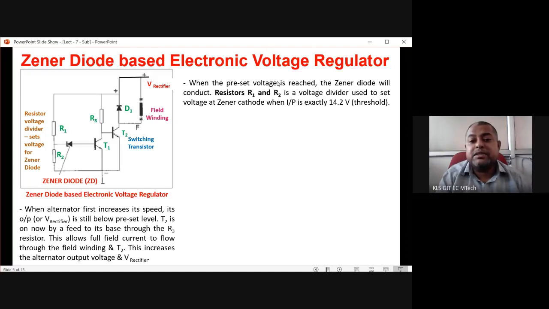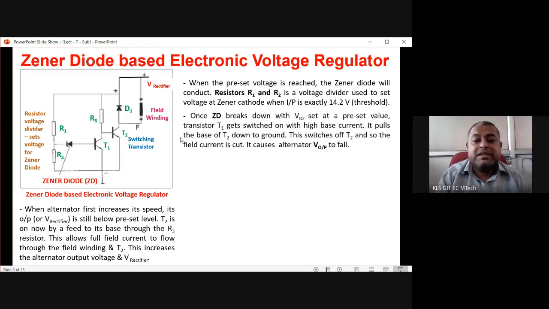Resistors R1 and R2 create a voltage divider used to set the Zener voltage input at the cathode of the Zener diode. When the Zener diode breaks down with VR2 set at a preset value, the transistor T1 gets switched on. As soon as this is conducting, transistor T1 gets switched on with high base current, because base current is flowing as the Zener diode is now forward biased. It pulls the base of T2 down to the ground. Whenever this is shorted, this voltage becomes zero, because emitter, base, collector all become short circuit.